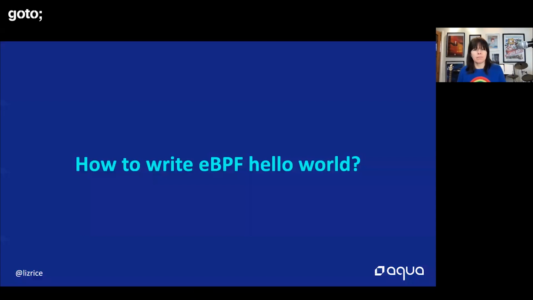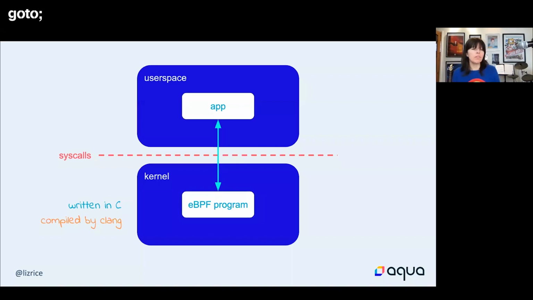Okay. So if we want to write hello world in eBPF, what do we need to have in place? We know we're going to have to write some C code that's going to run in the kernel and get compiled by Clang. And we're going to have to write some user space code that gets the hello world message from the kernel and displays it. At least in theory, we can write that in any language of our choice.